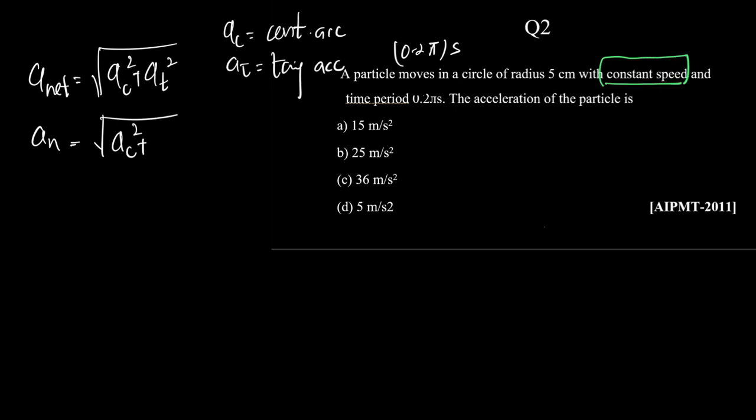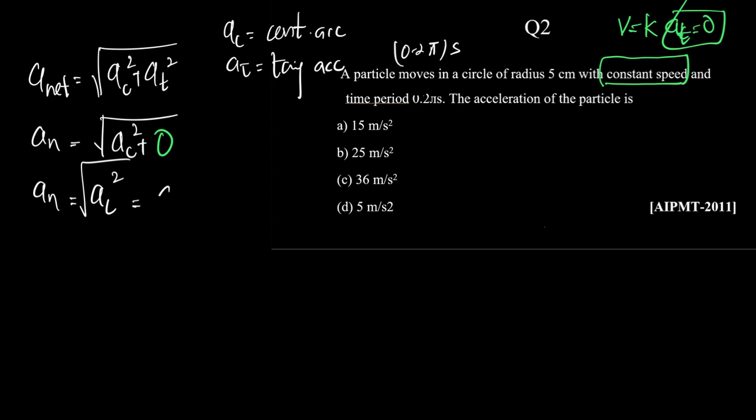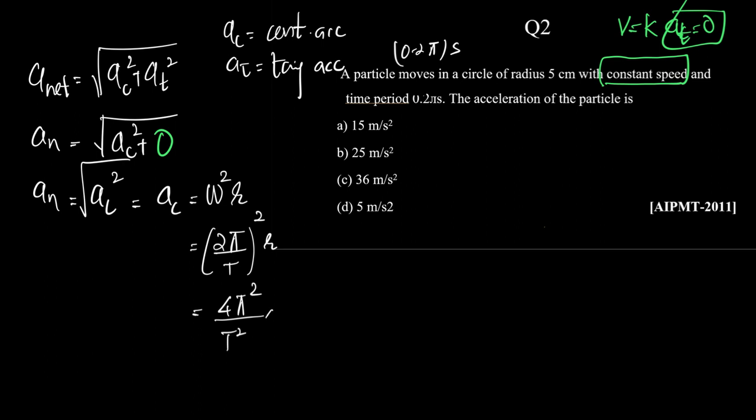Now here a net would be equal to root of ac square plus at square. Since it is given that the object is moving with constant speed, v is equal to constant, it implies the tangential acceleration will be equal to 0. So what we get is a net is equal to root of ac square, which is ac. And what is ac? ac is omega square into r. What is omega? Omega is 2 pi by T. So this becomes 2 pi by T the whole square into r. So this is 4 pi square by T square into r.